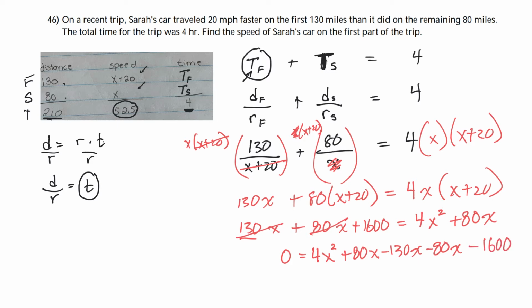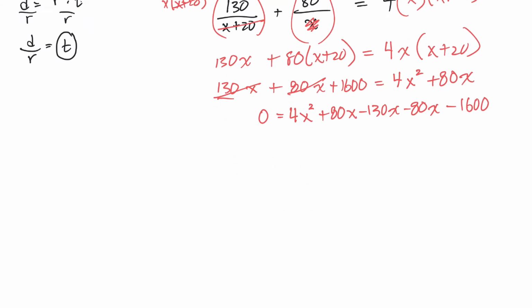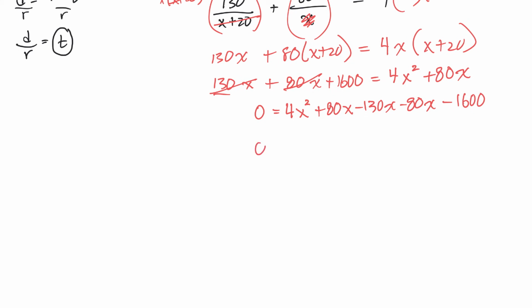Is that right? I think that's right. Okay, keep going here. So I have 4x squared. The 80s go, so this would be minus 130x minus 1600. Okay, 2 will divide into everything. So 2x squared minus 65x minus 800. Okay, and now factor.